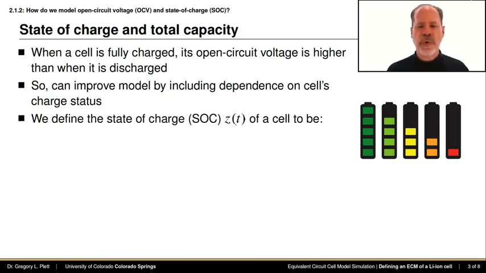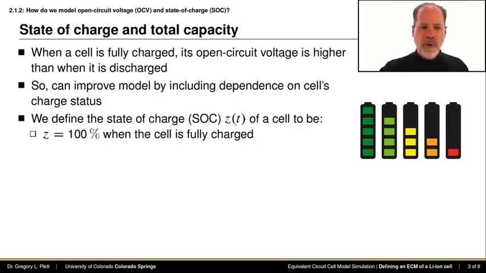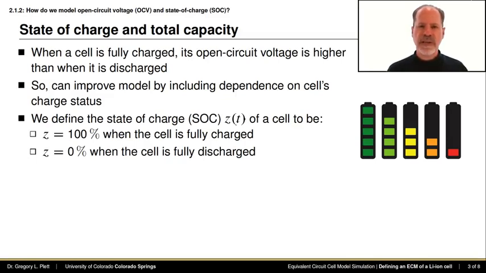To formalize what we mean by a cell's internal charge status, we define a quantity called state of charge, or SOC. When we talk about SOC in an equation, we will use the symbol z(t) if you're an American, or z(t) if you're from other parts of the world. One calibration point for our model is that it must agree with our intuitive concept that z(t) is equal to 100% when the cell is fully charged, and the other calibration point is that z(t) is equal to 0% when the cell is fully discharged.